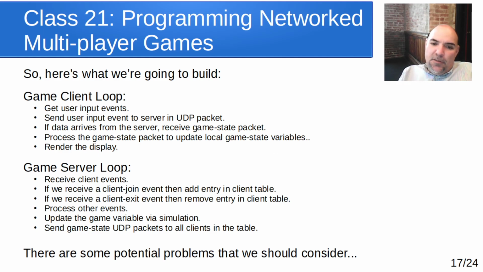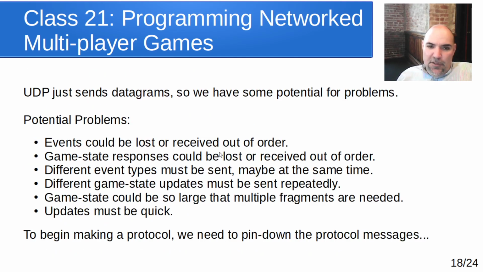Now, there are a few potential problems here that we probably ought to consider. UDP is just sending the datagrams, so because it's UDP, it's unreliable. That means that events sent from the client to the server could be lost or received in a different order than they were sent. Game state responses could be lost or received out of order. Different event types have to be sent maybe at the same time in the same packet. In other words, they can press the mouse and the keyboard at the same time, so maybe we have to have a way to send all of that. And the game state could be very large, so multiple fragments are needed. We're going to try to keep below that 1476 limit, though, so we don't have to worry about fragmentation. So we want those updates to be quick.